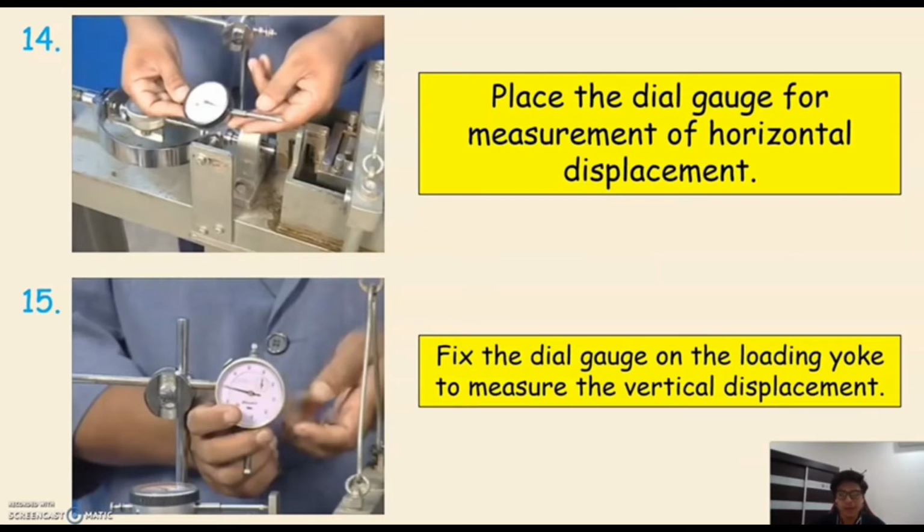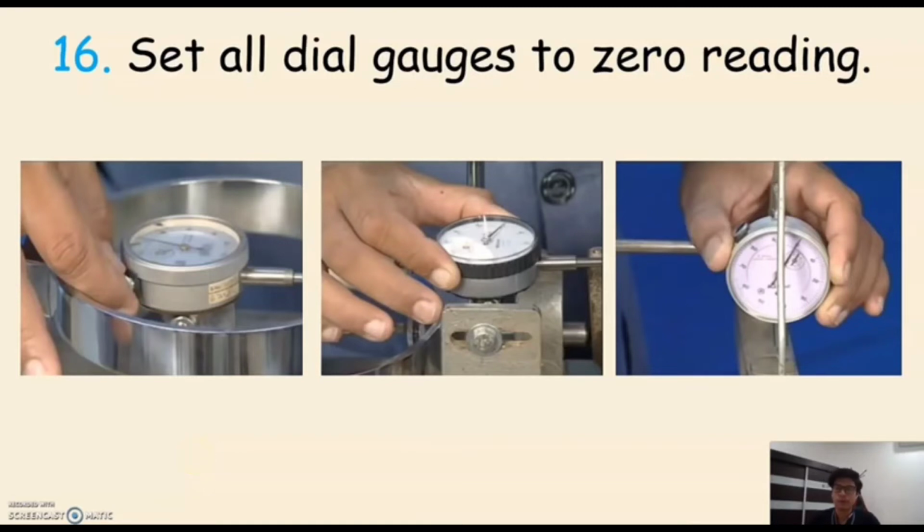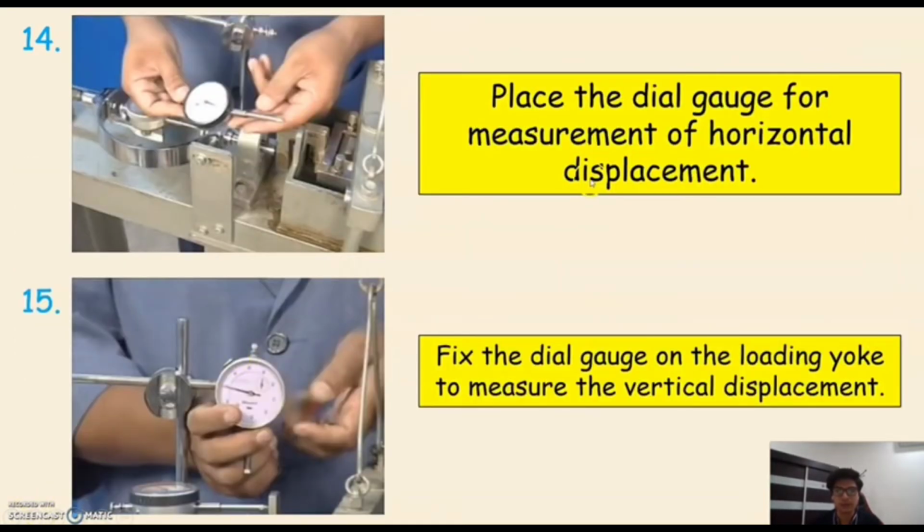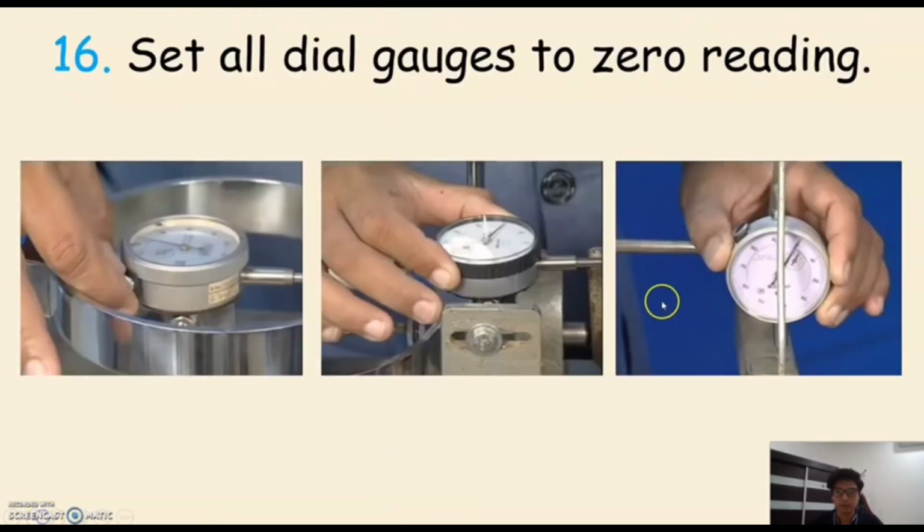Then, step number 15, fix the dial gauge on the loading yoke to measure the vertical displacement. For step number 16, we have to set all the dial gauges that we have assembled to zero reading. This one is from the proving ring. These are from the previous step that I mentioned just now, the dial gauges for horizontal and vertical displacement.